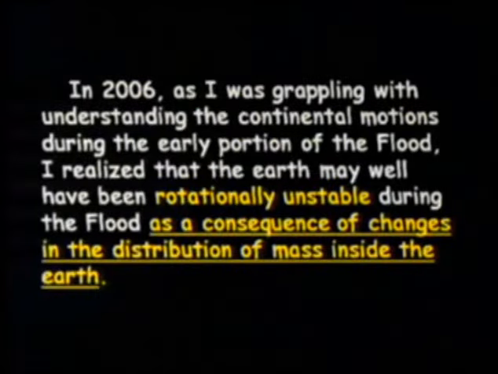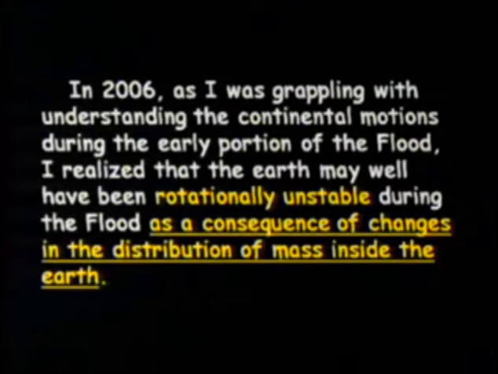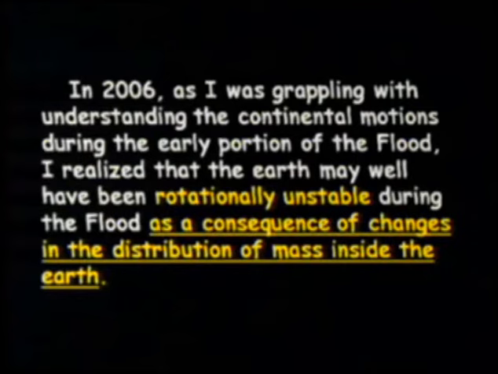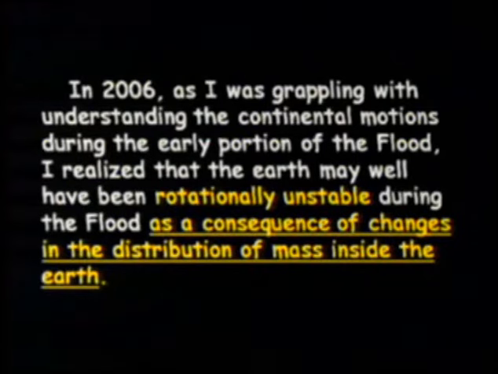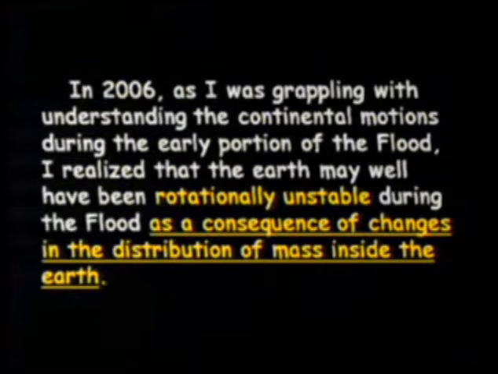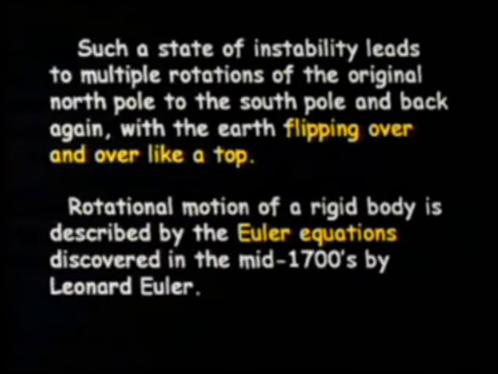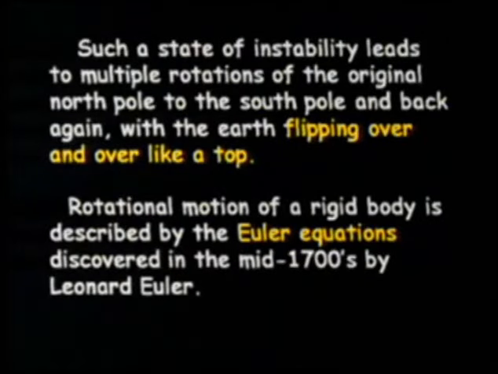In 2006, as I was grappling with trying to understand the continental motions during the early portion of the flood, I realized the Earth may well have been rotationally unstable during the flood as a consequence of changes in the distribution of mass in the Earth as the plates were rapidly sinking to the bottom. Such a state of instability leads to multiple rotations of the original North Pole and South Pole and back again, with the Earth flipping over and over like a top.